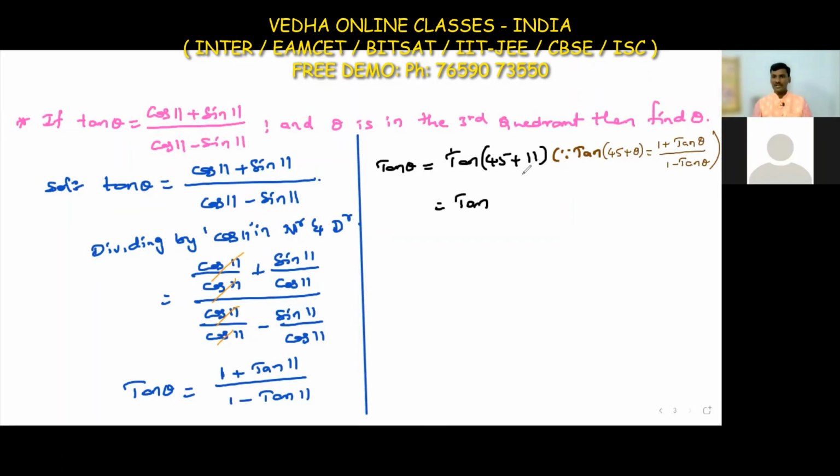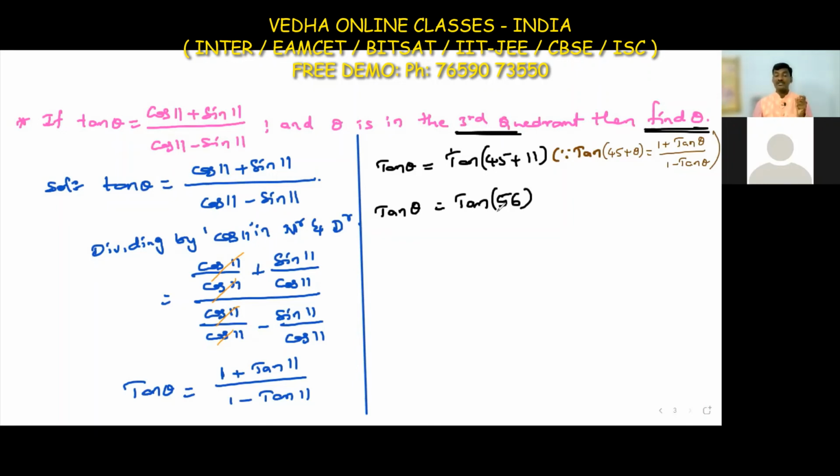What is 45 plus theta? 45 plus 11, 56 it is. Tan theta is equals to tan 56. Theta is equal to 56. Find theta. Theta is equal to 56. But what is given here? He gave one more condition. Theta is in the third quadrant.